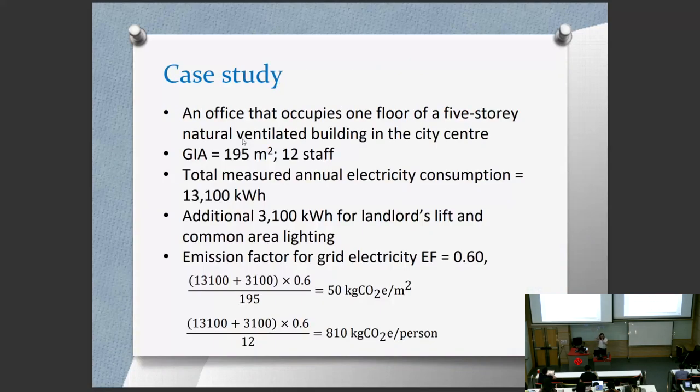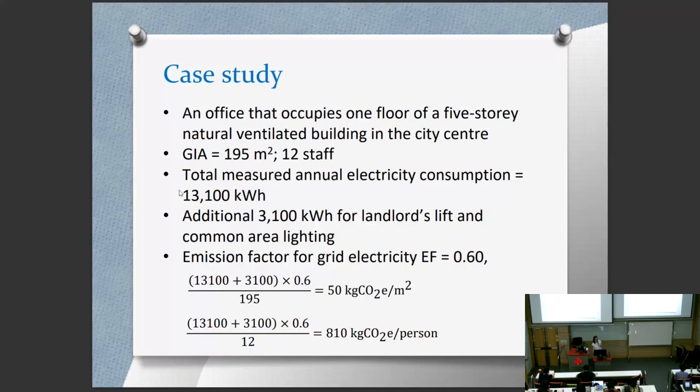And now let's see this case study. An office that occupies one floor of a 5-story naturally ventilated building in the city center. The gross internal floor area is 195 square meters. It consists of 12 staff members, and the total annual electricity consumption is 13,100 kilowatt hour. Additional 3,100 kilowatt hour for the landlord's lift and common area lighting.